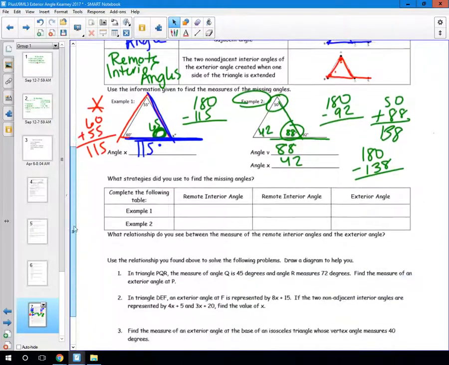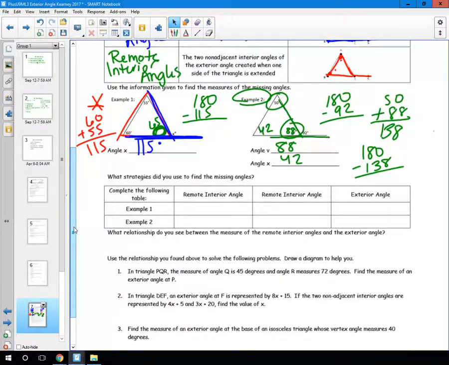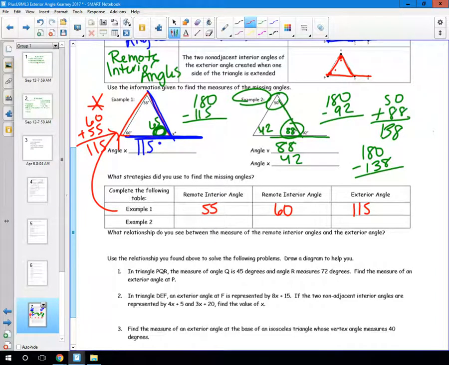So if we fill in this chart, example 1, the remote interior angles were 55 and 60, which I'm taking from up here. And the exterior angle we found to be 115. And then example 2, the 2 remote interior angles. Now remember, remote interior angles are the 2 angles on the inside that are not adjacent to that exterior angle. So these 2, we've got in example 2, 42 and 50. And my exterior angle was 92.